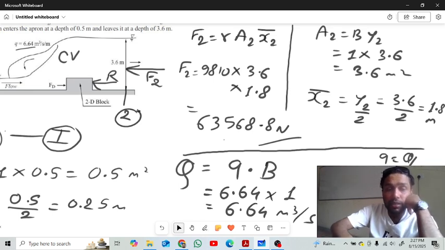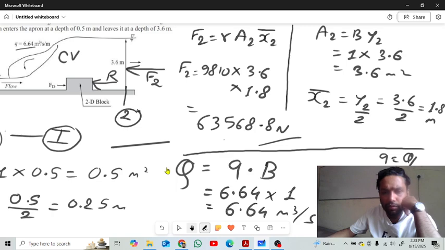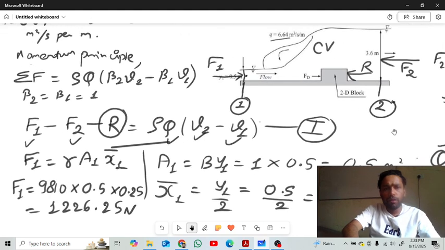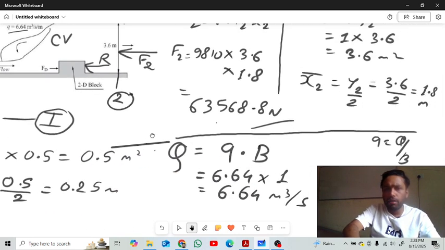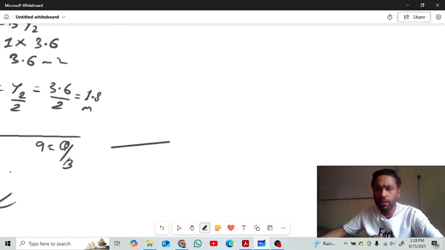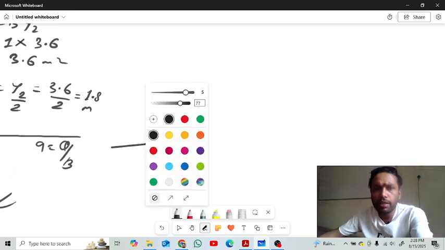Let's again look at equation number 1. In equation number 1, we have many variables. So you have got F1, F2, and discharge capital Q, and let's find out V1 and V2. After that we can substitute the values over there in equation number 1 to get the reaction R, which is equal to the force exerted. So now let's find out the velocity V1.